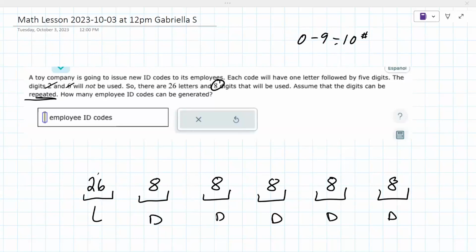All right, I'm going to do that for you here. And so you're 26 times 8 to the fifth. It's a pretty large number here. It's 851,968. No comma when you're entering that. Go ahead and enter that and let me know if there's any issues.